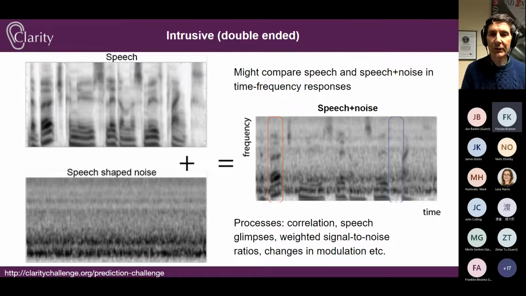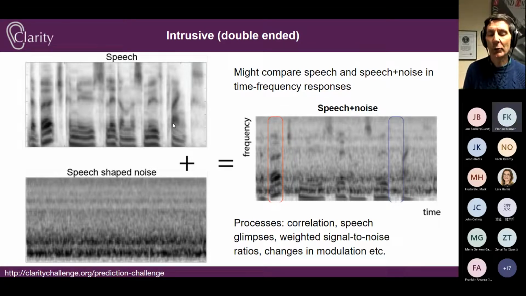In terms of the intrusive, double-ended or end-to-end model, whatever you would like to call it, broadly speaking, and this is being very broad brush, what we tend to see is you've got speech and it's broken down into some time-frequency representation. It might be a Mel spectrogram, for example.